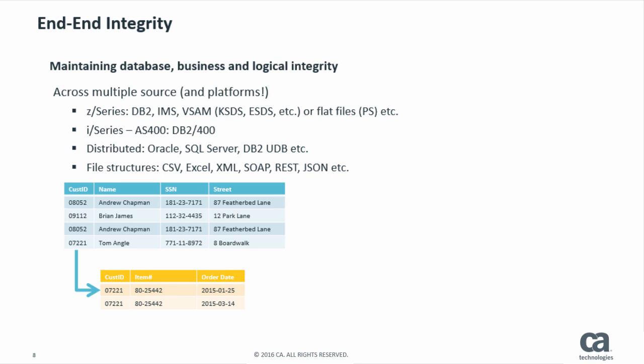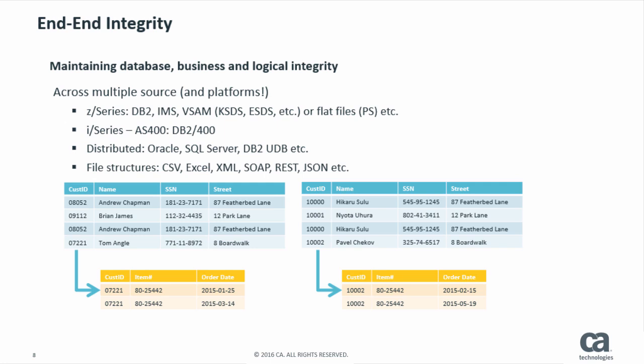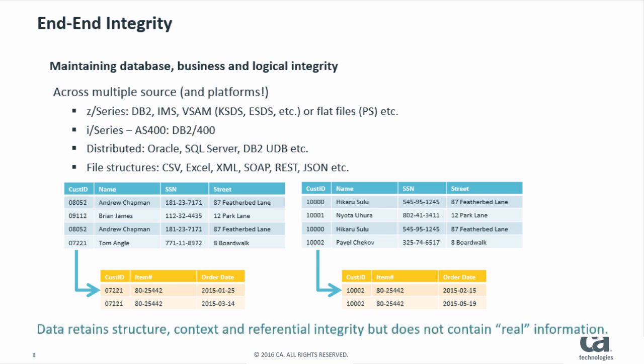But it's not only between referential tables. We may also need to maintain those keys between different systems, different databases, and potentially even different platforms. And the way the CA Test Data Manager tooling has been written is to retain that structure, retain that context and the referential integrity and the business logic that's needed, but without actually containing the real information anymore that perhaps originated from production.